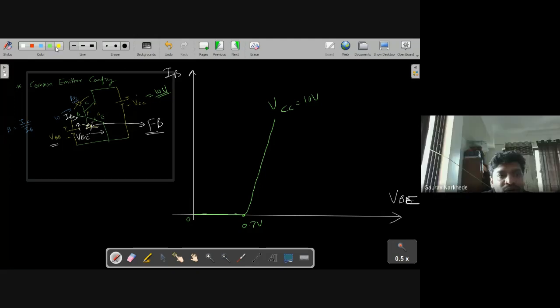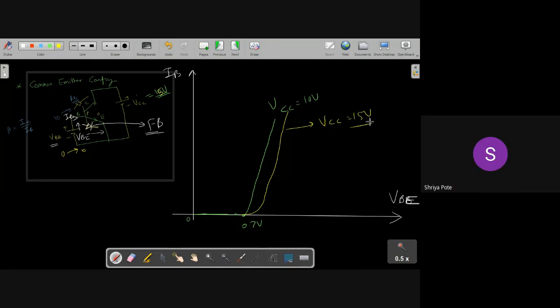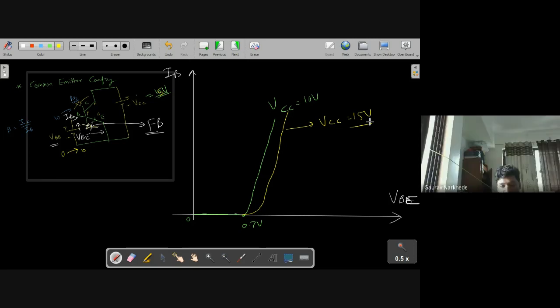अभी मैं क्या करूंगा? अभी VCC को 15 वोल्ट्स करूंगा और फिर से ये 0 से लेकर बढ़ाऊंगा 10 वोल्ट्स तक. तो फिर से मुझे क्या मिलेगा? एक कर्व मिलेगा लाइक दिस. ओके. So this is the experimental curve when VCC is equal to 15 volts. Getting?